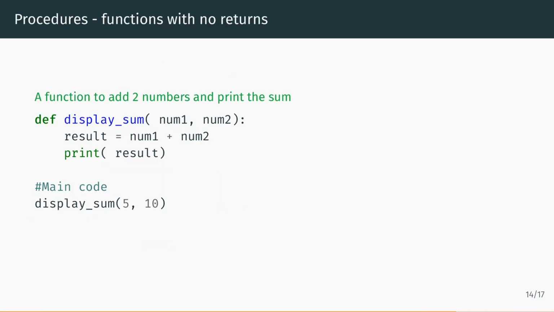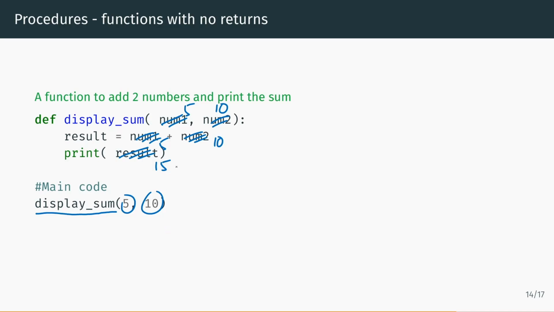Now, as we know, we have procedures, which are functions with no returns. How do we call them? Again, it's very similar to calling functions. You call that function by its name, so in this case it's display sum. You give it two arguments, 5 and 10, which would replace num1 and num2 here, and the result would be replaced by 15, and that's it.